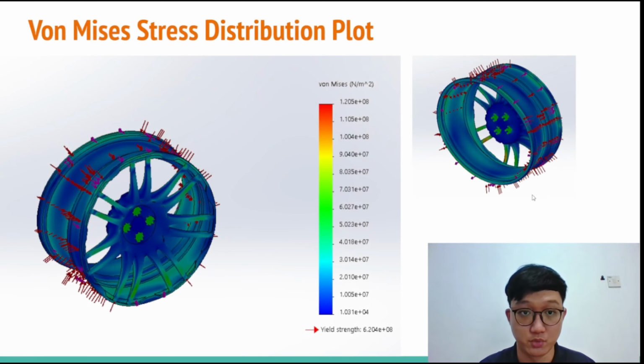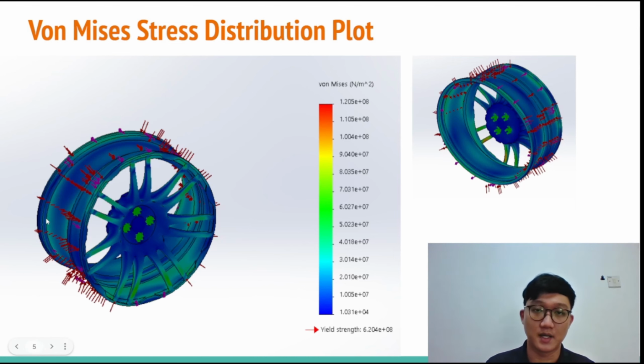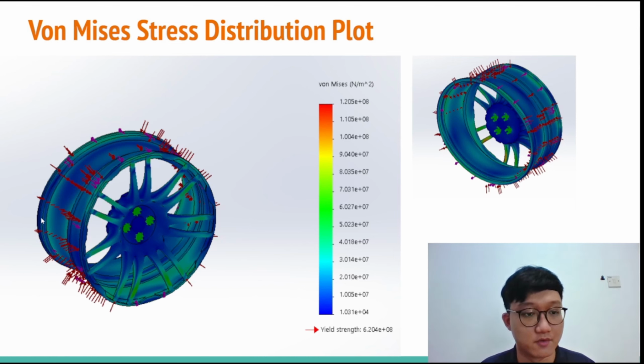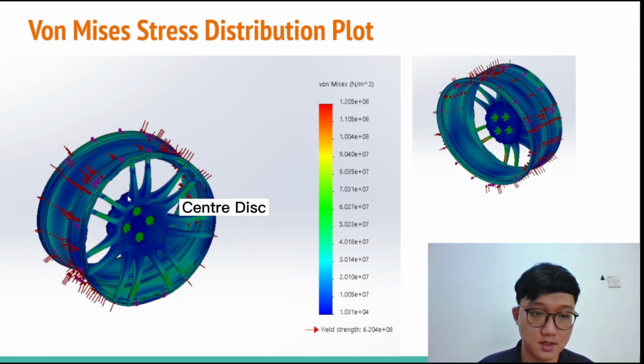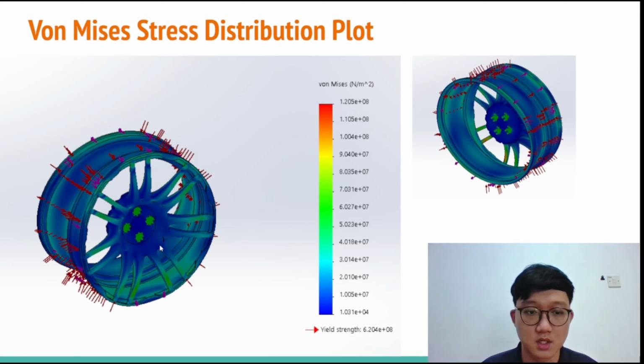First, we shall look at the von Mises stress distribution. The figure on the left hand side shows the complete plot of the von Mises stress distribution at the rim. The green region here represents moderately high stress, which is scattered around the rim lip and the spokes. Another observation is that the center disc is in a completely blue region, which represents a lower stress distribution.